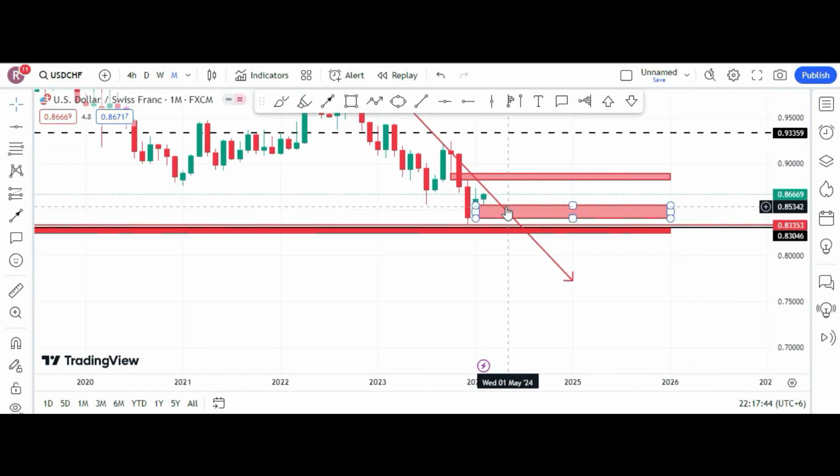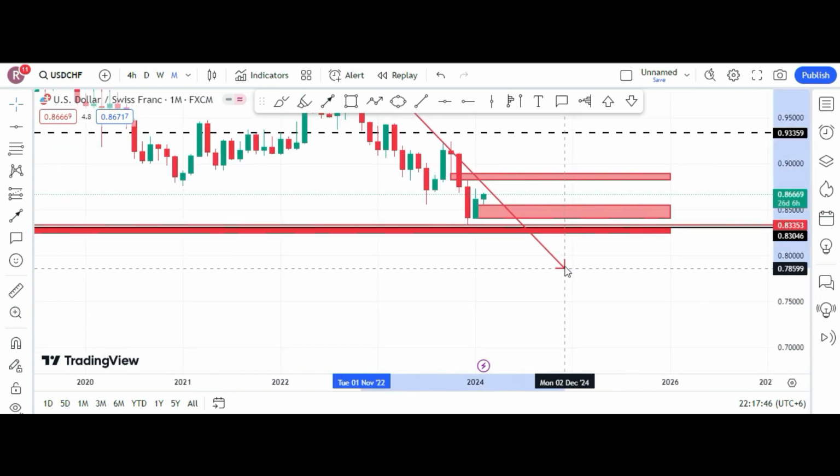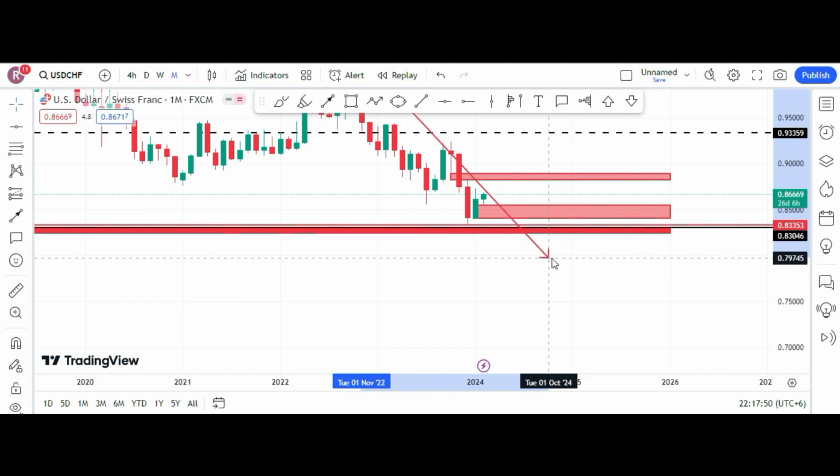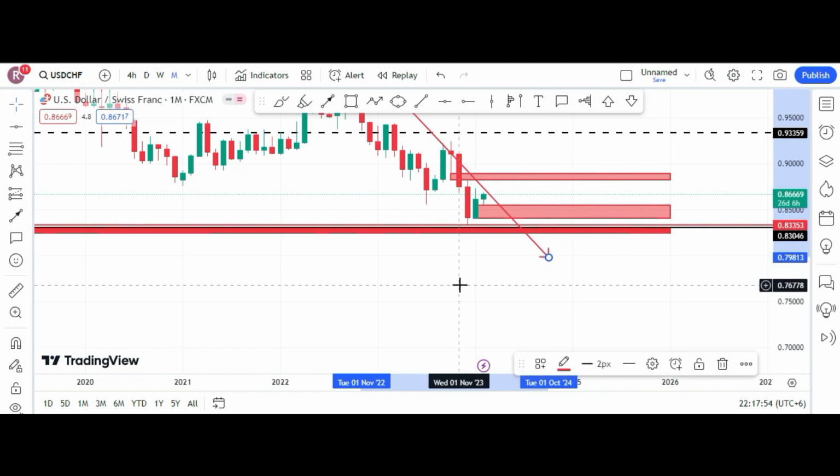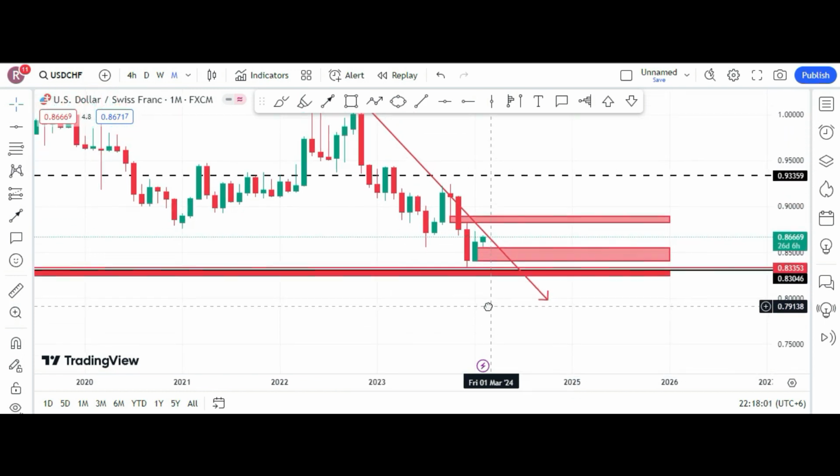So I don't know if it will be very easy to break this trend line because CHF is a very strong currency, with the highest reserve they have. People are comfortable with the Swiss franc more than the US dollar. That is the take we have.